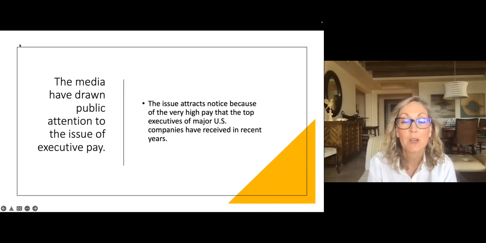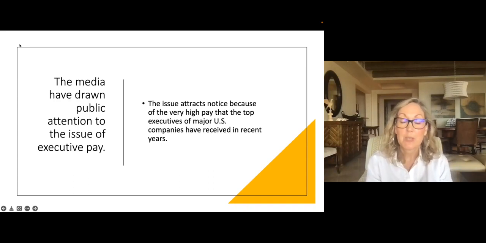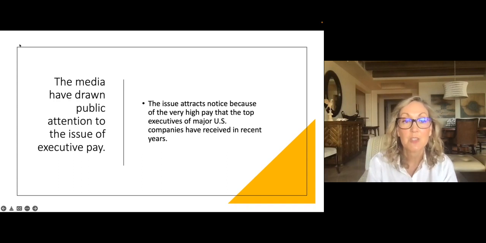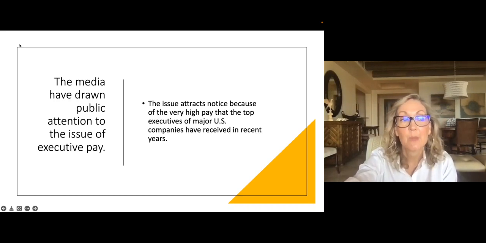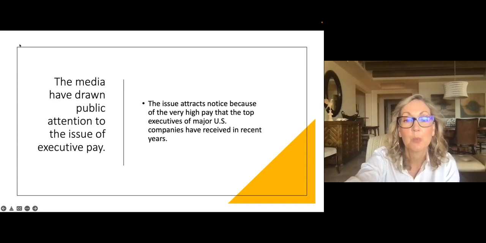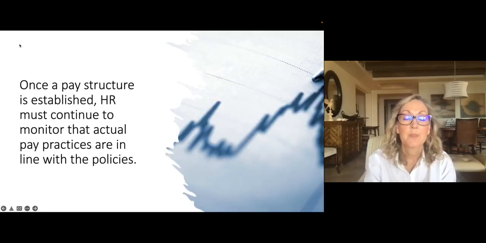And the reason this attracts our attention is just because top executives in U.S. companies make a lot of money. And there's been lots of discussion about it, especially since, like I said, the Great Recession in 2009. This is an issue as we are talking about pay and pay structures. It's just something to be aware of: how much executives make, and how much they make relative to other employees in the organization.